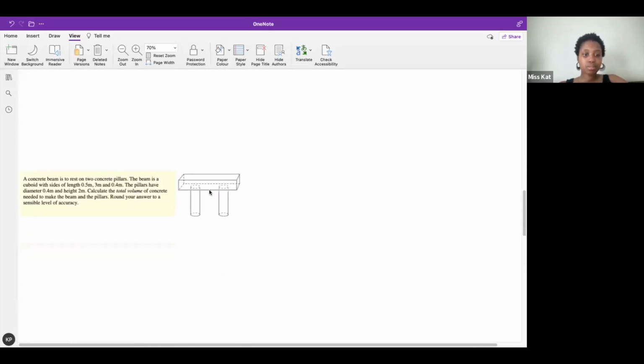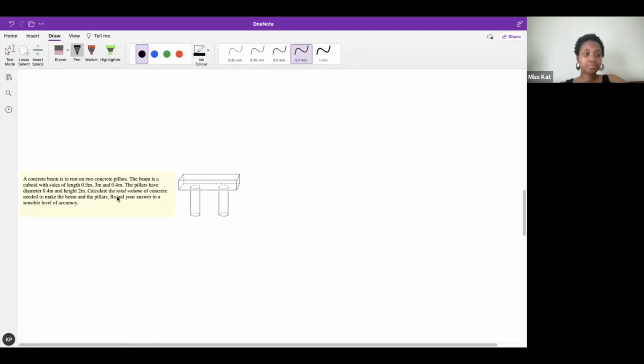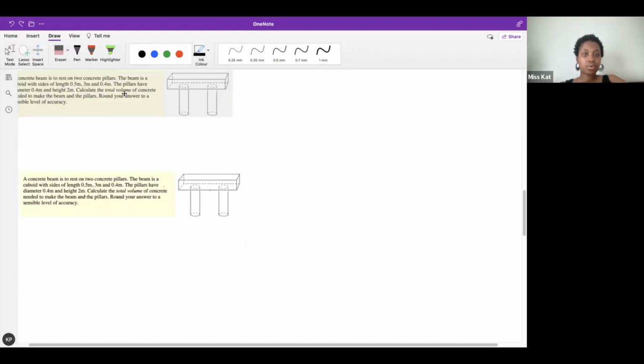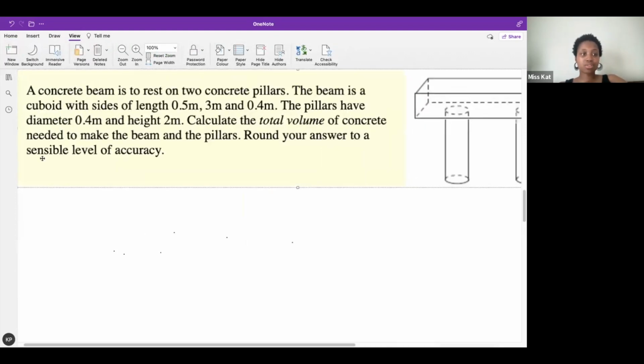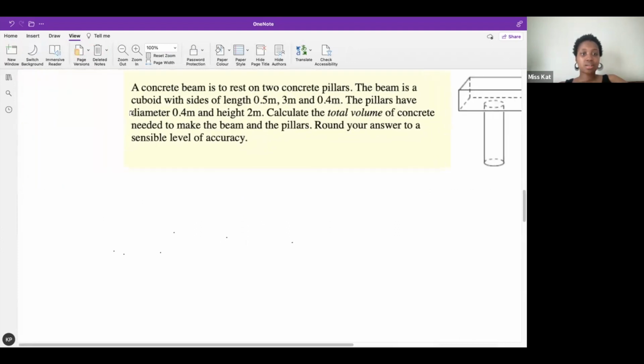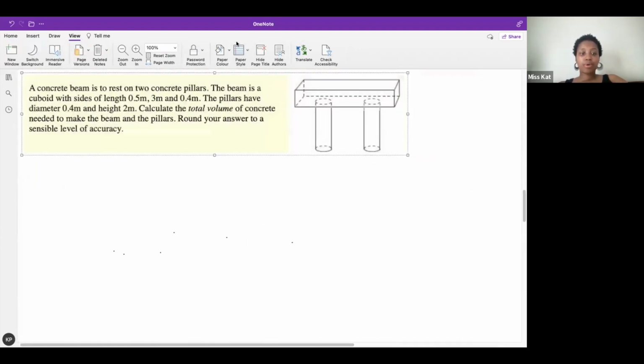I want us to do this one because I have more interesting ones at the bottom. Okay. So a concrete beam is to rest on 2 concrete pillars. I forgot I zoomed out. Let's do this. There we go. The beam is a cuboid or a rectangular prism.